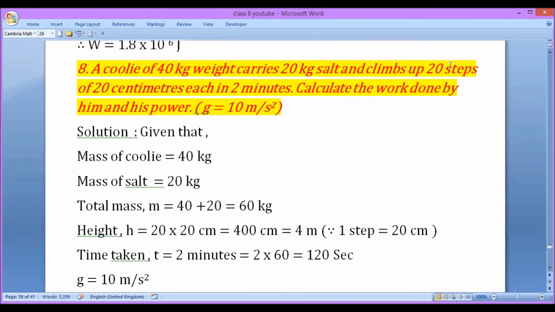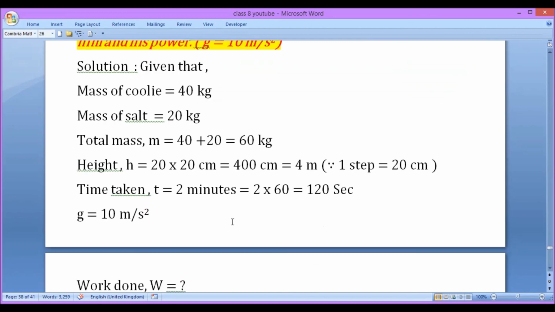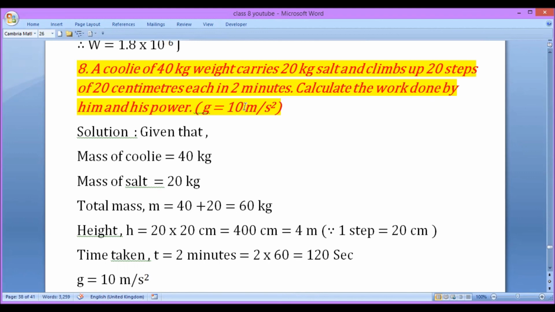And then we have to compute the height. Here are the 20 steps, and one step is equal to 20 centimeter. So we can convert it for 20 steps by using the unitary method. One step is equal to 20 cm, 20 steps is equal to 20 multiplied by 20 cm, which is equal to 400 centimeter. Converted into meter, it is 4 meter. The time taken is 2 minutes, also converted into seconds, 120 second, and g is equal to 10 meter per second squared, given here.